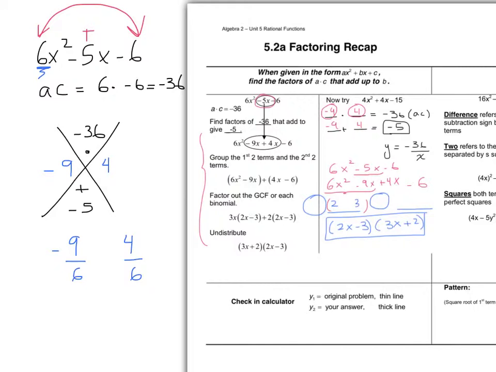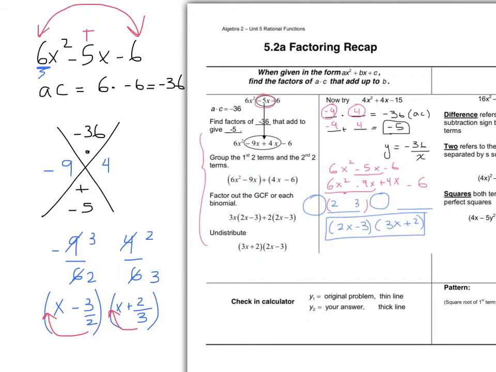Now simplify those two fractions. You can simplify by 3, so you will get 3 over 2. Here both you can simplify by a 2, so you get 2 and 3. So then negative 3 over 2 and 2 over 3 are the two simplified fractions. You put an x in front of both of them, so it's going to be x minus 3/2 and x plus 2/3.